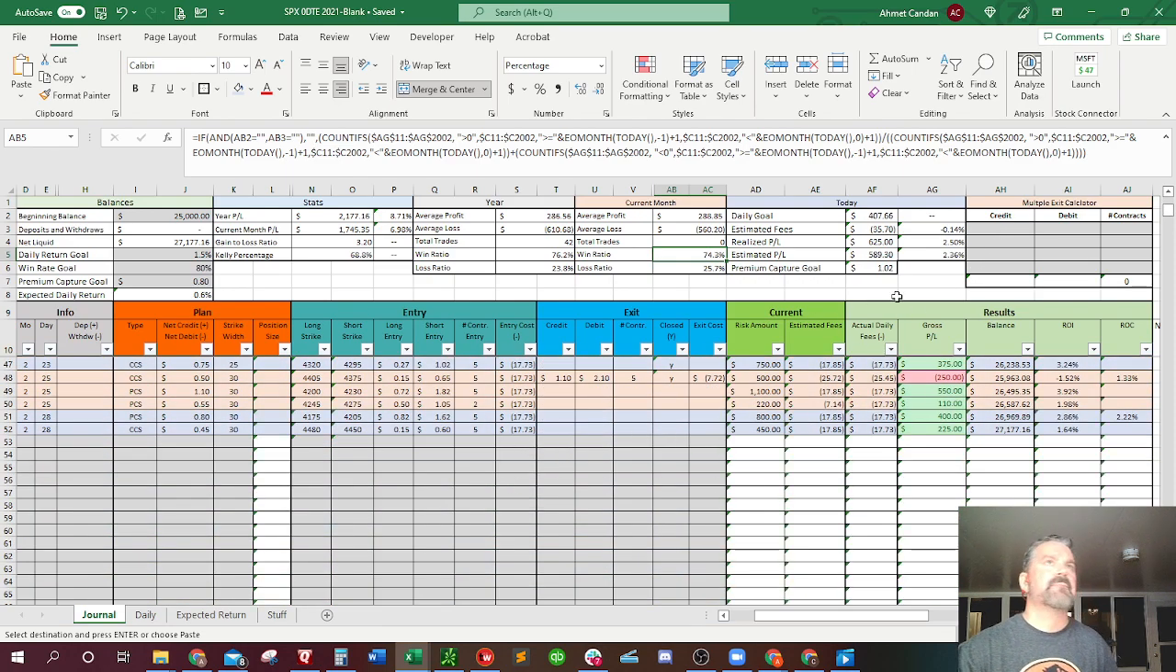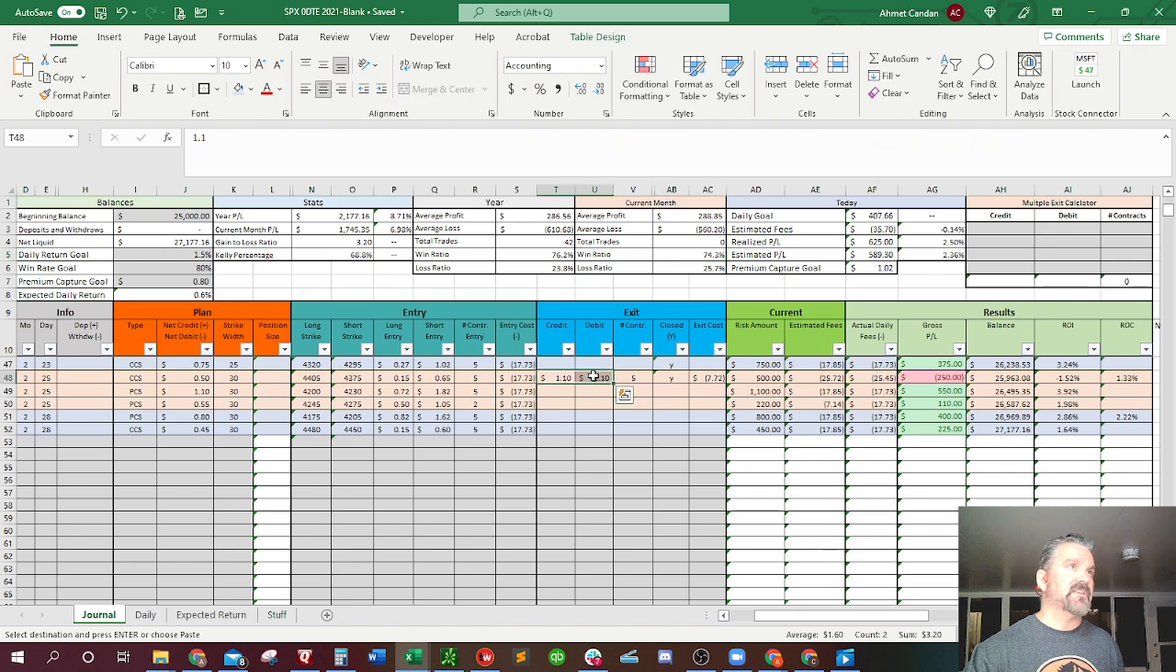Here's a good one. Sometimes you'll notice that in your brokerage, when you exit a trade, it might exit you in multiple fills. And if that's the case, you might get one price on one fill and a different price on another fill. So I'll just give you an example. Let's make one up. So I'm going to delete this. So we got $1.10 and $2.10.